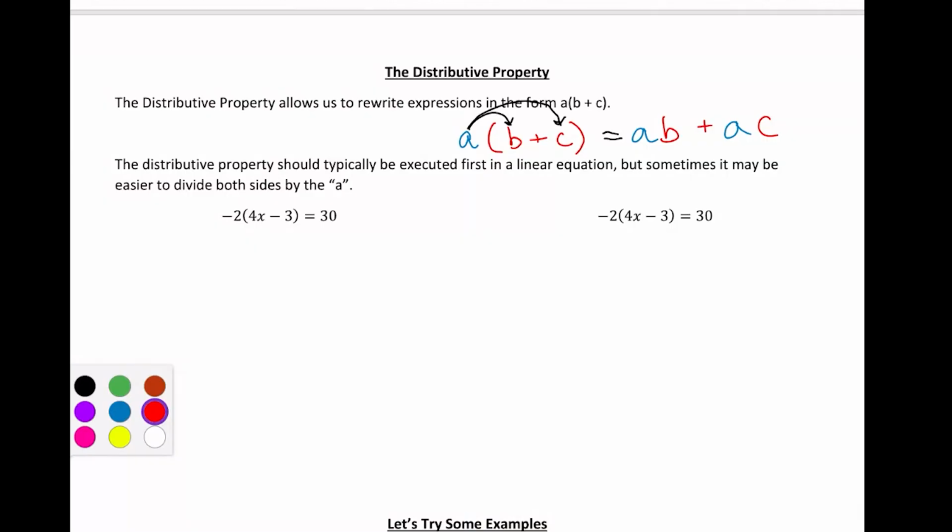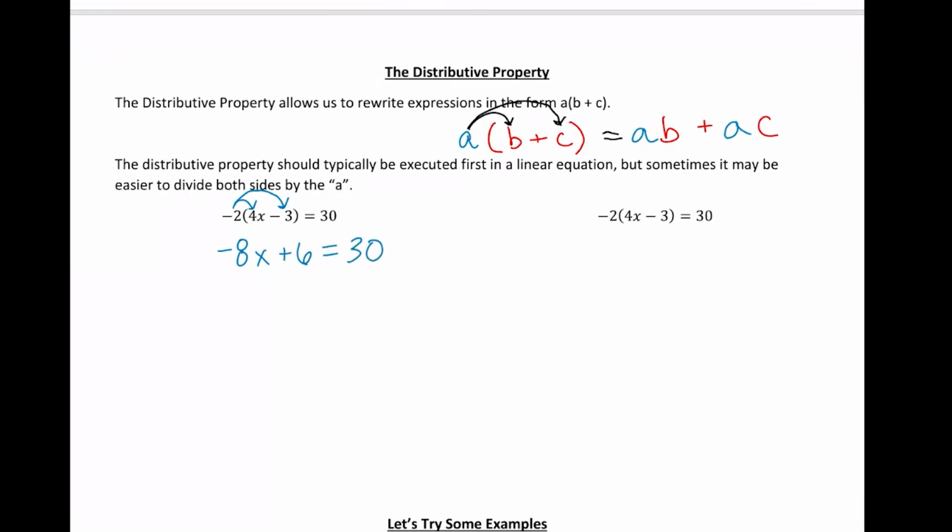So first, I'll go over the traditional approach, which is just to apply the distributive property directly. If I distribute this negative 2 to both 4x and negative 3, I'm going to multiply negative 2 by each of those two terms. So negative 2 times 4x is negative 8x. Negative 2 times negative 3 is positive 6. And now we've got a two-step equation.